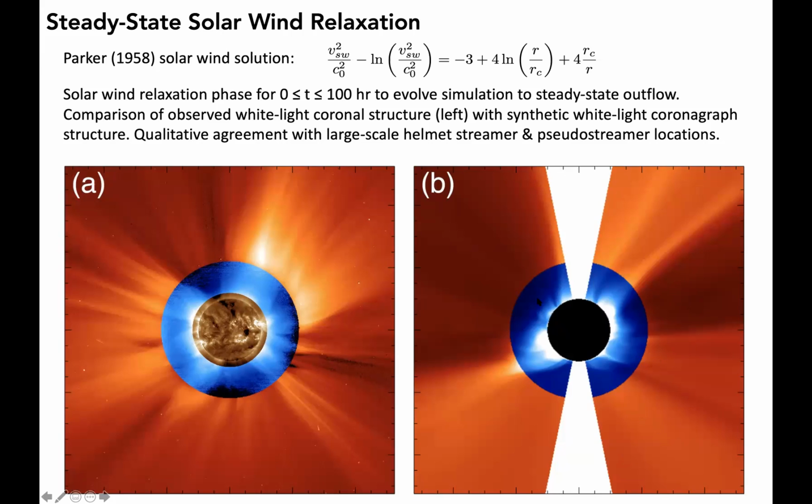So over here on the right, we've got synthetic white light in the steady state solar wind solution. On the left here is the image processed coronal configuration. And you can see for the most part, we get a streamer here and then this other extended pseudo streamer type thing here. And so we're at least getting the overall magnetic configuration somewhat similar to what the real sun's doing.